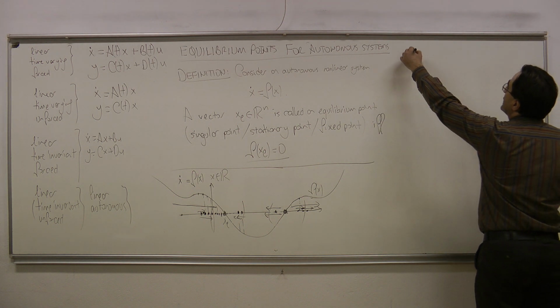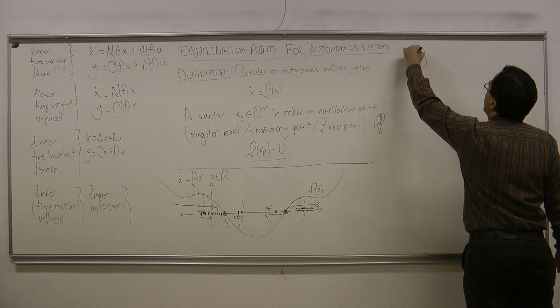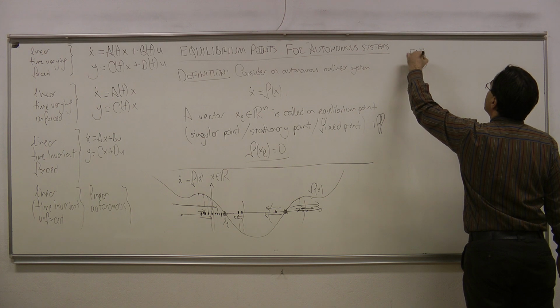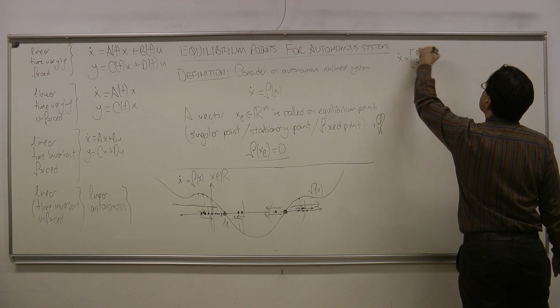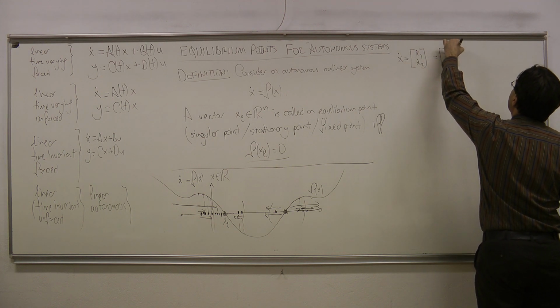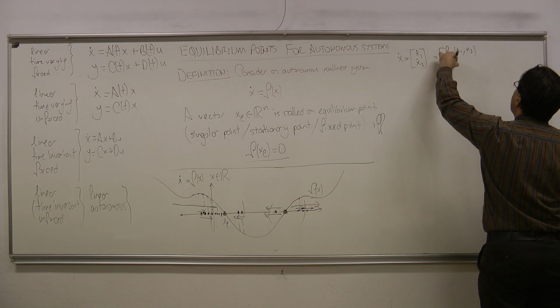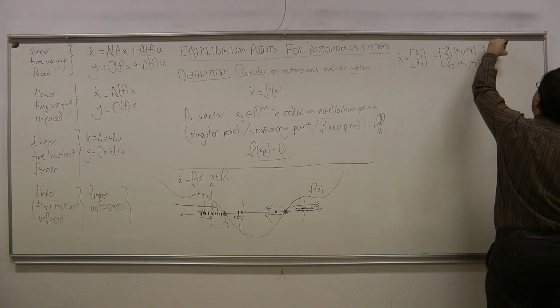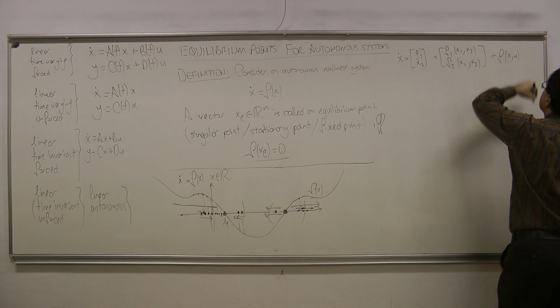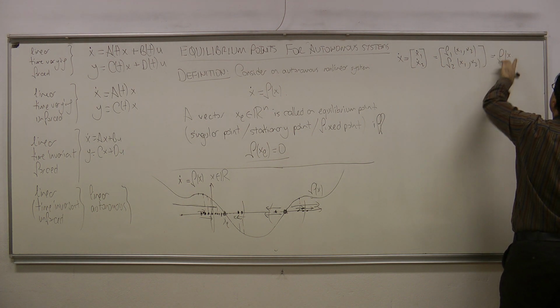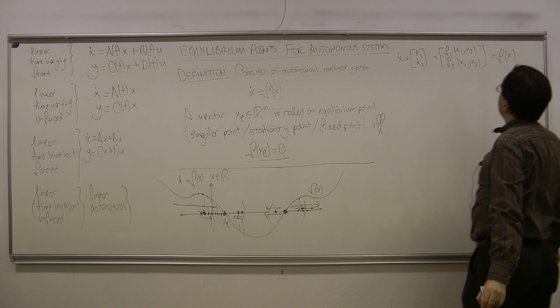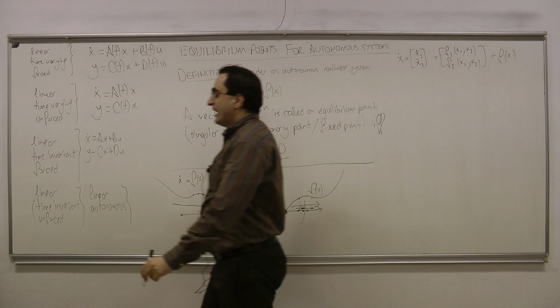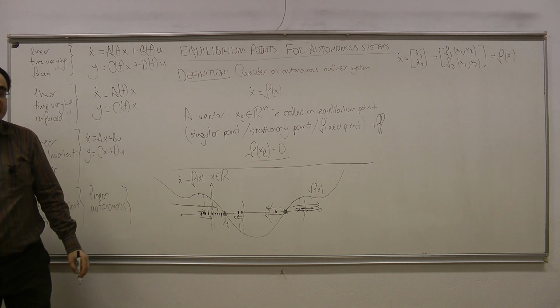So what about a second order system? So I define x1 dot, x2 dot. This is my x dot. I have f1 of x1, x2, and f2 of x1, x2. This is my f of x. Okay? An autonomous system. A second order autonomous system.